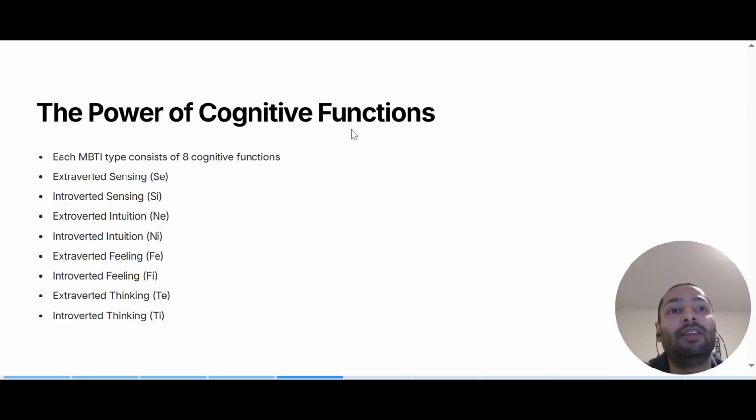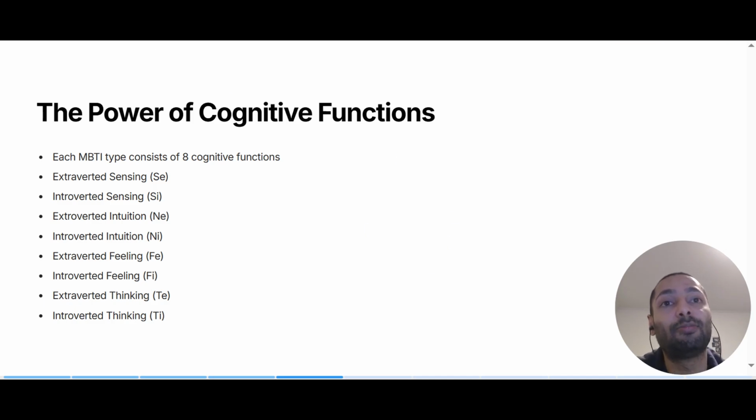Okay, so the power of the cognitive functions. These are the eight variants: extroverted sensing, introverted sensing, extroverted intuition, extroverted feeling, introverted feeling, extroverted thinking, introverted thinking. This is actually the 80-20 of the MBTI.